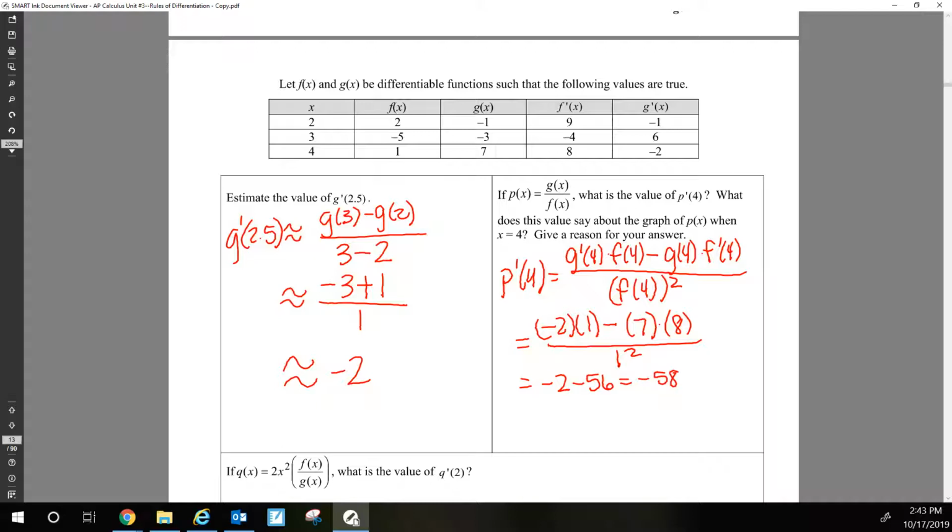Alright, what does this value say about the graph of p of x when x equals 4? Well, since it's negative, what can we say about the graph? Since the derivative of p at 4 is less than 0, then the graph of p of x, is it increasing or decreasing? It's negative, so it's decreasing when x equals 4.